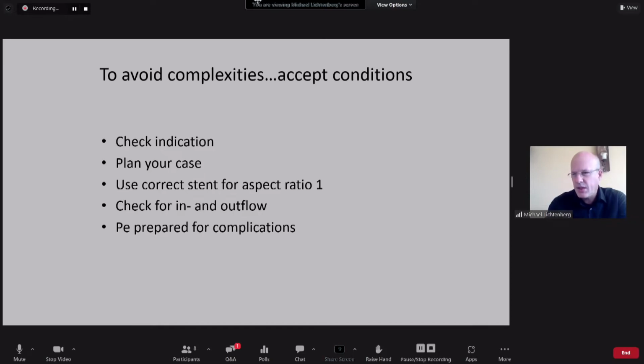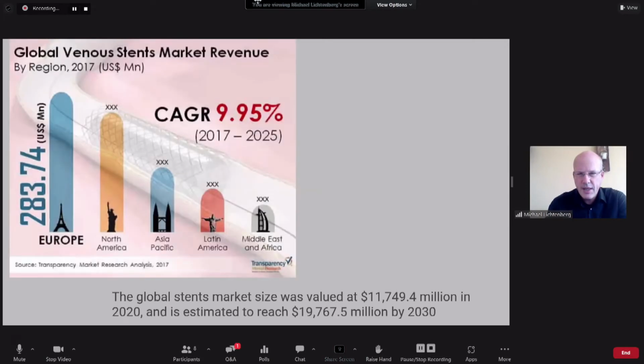So we need to check on indication, as I just mentioned, always check on the patient first. Plan your case, meaning inflow. Use current stent, and I will come to the stent situation in a moment. Check for in and outflow as mentioned, and be prepared always for complications, and be prepared for bailout like endophlebectomy or labial fistula. Let's come to the stents and the stent situation.